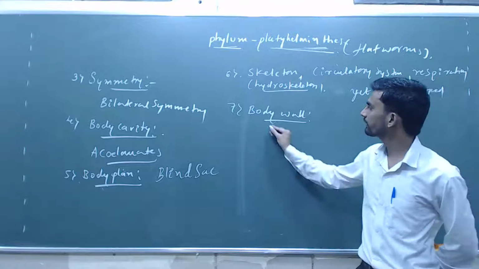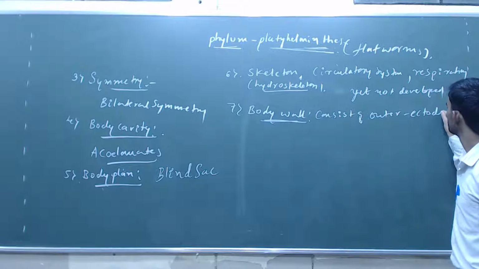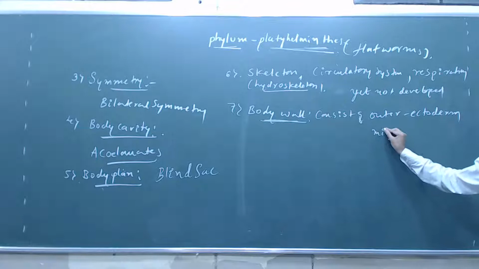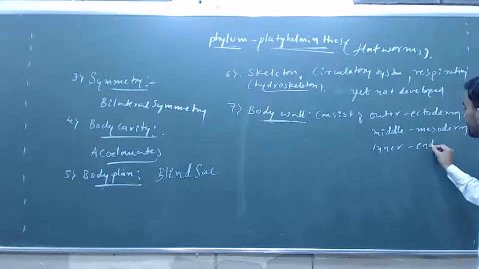Usually the body wall consists of the outer ectoderm. The outer layer is called ectoderm, the middle is mesoderm, and the inner is endoderm. So three germ layers are formed during the embryonic development in human beings also.